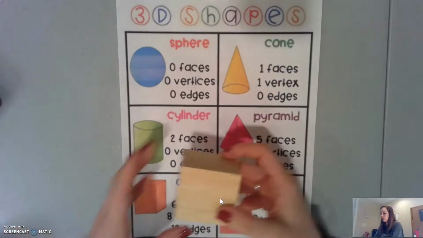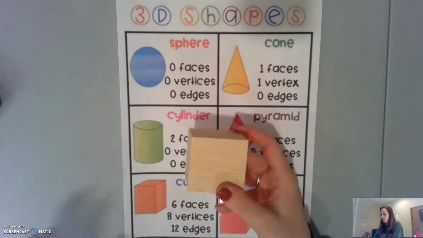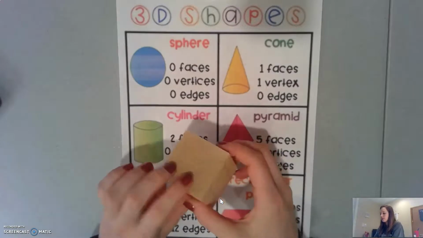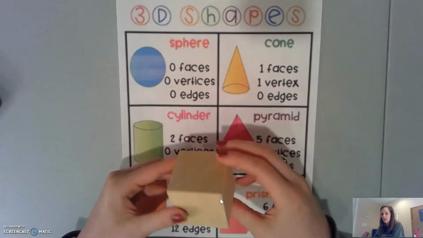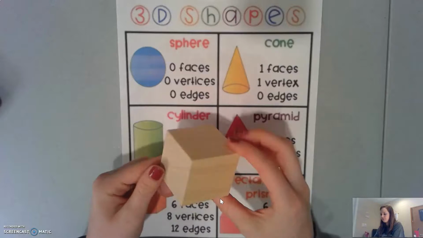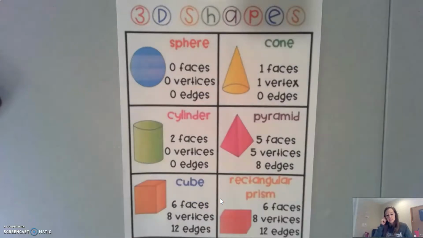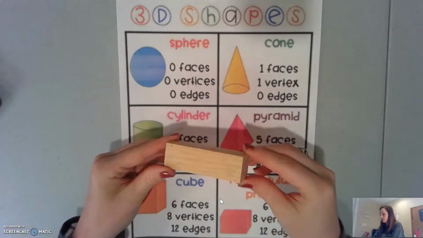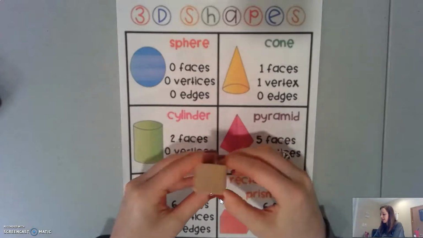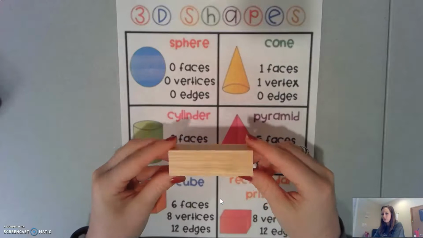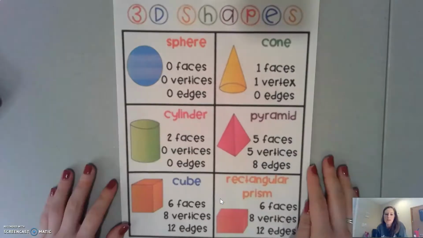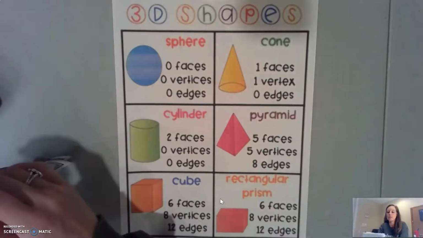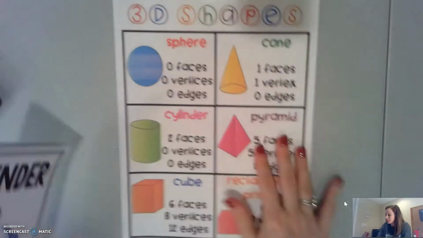Okay, we have a cube. This one has 6 faces, 8 vertices, and 12 edges. And same with our rectangular prism: 6 faces, 8 vertices, and 12 edges. Now before I finish up, I just want to talk about what different 2D shapes make up these 3D shapes.